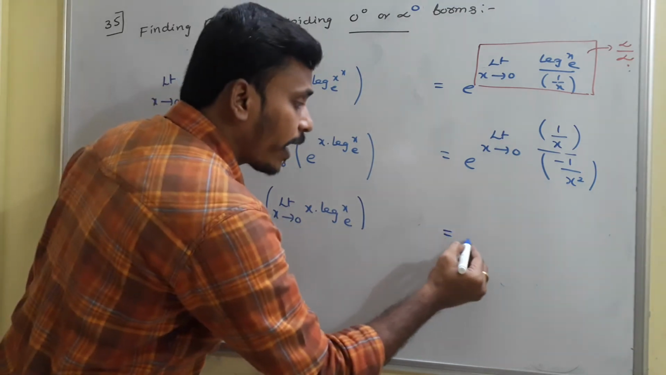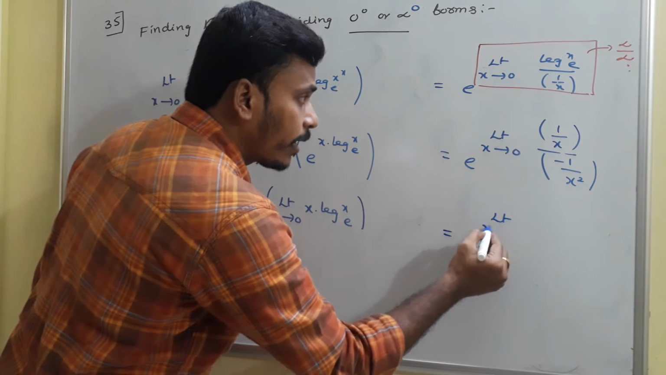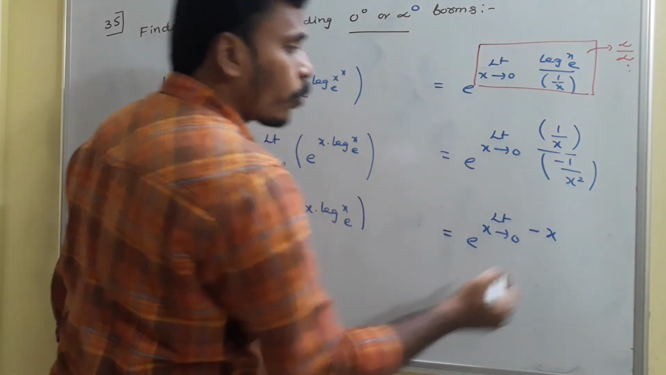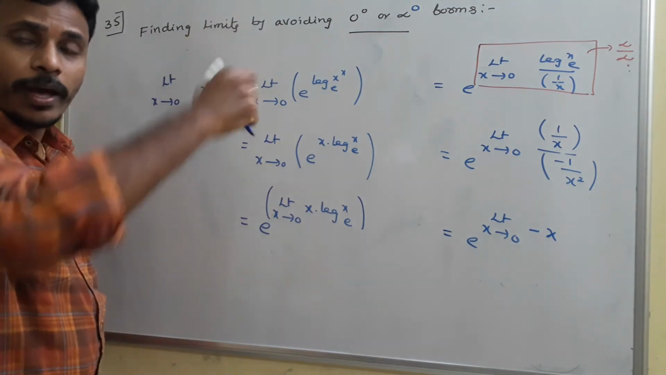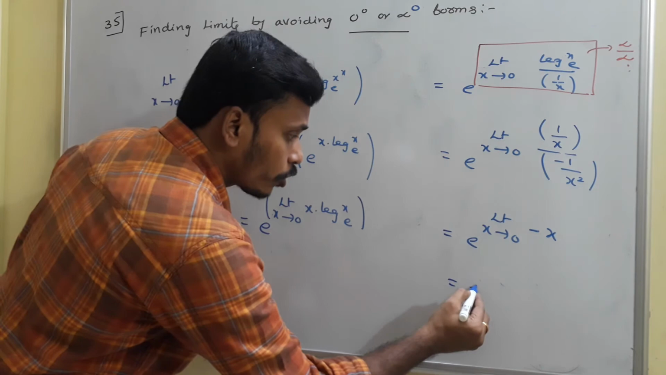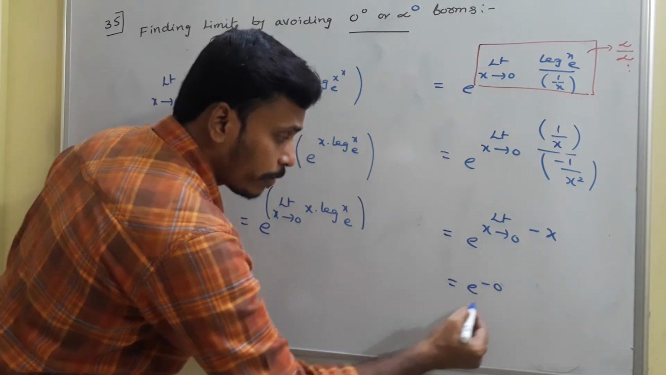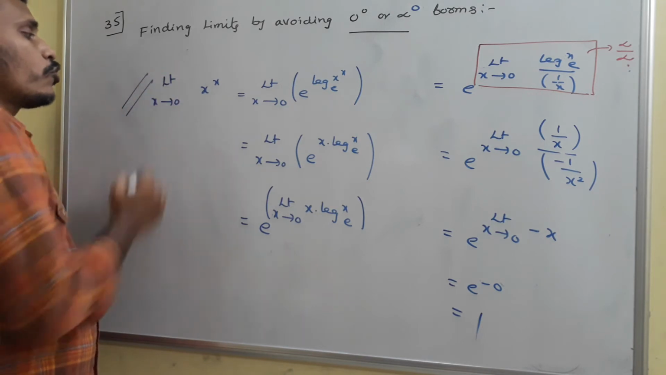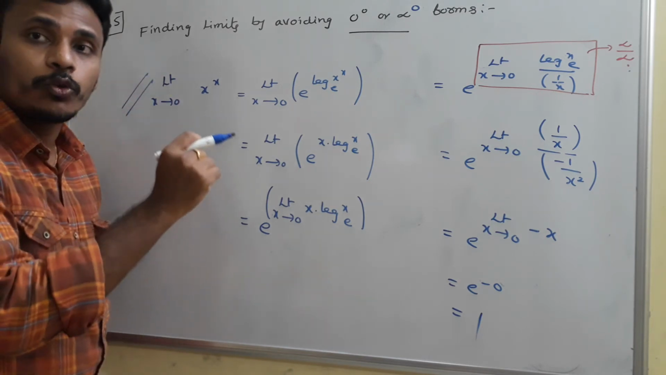Then if you simplify e power limit x tends to 0, how can you solve it? This is simply nothing but minus x, that is, x square by 1 with a minus sign. So this is minus x. Now replace x with 0. So this is e power minus 0, simply e power 0, and the value is 1. At the end, limit x tends to 0, x power x value is 1.